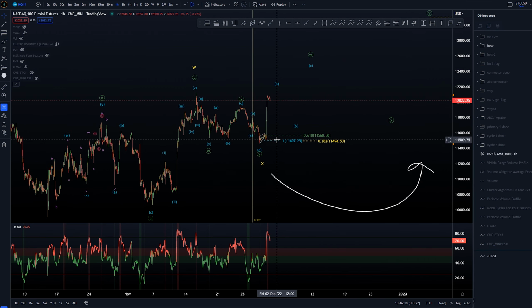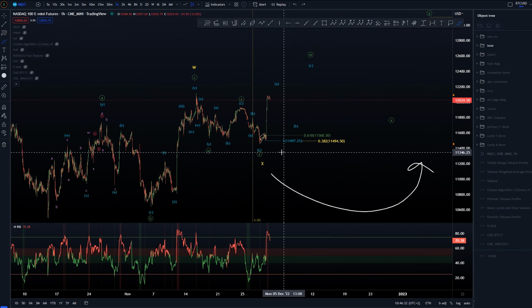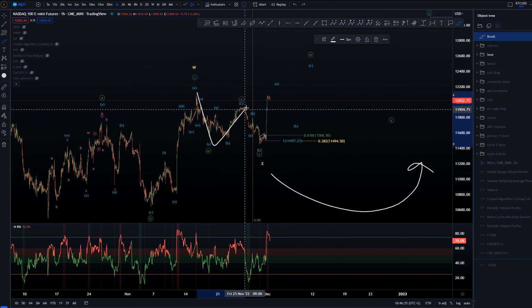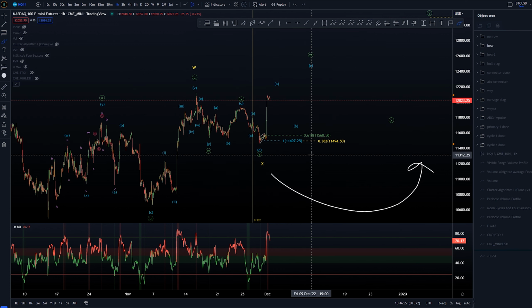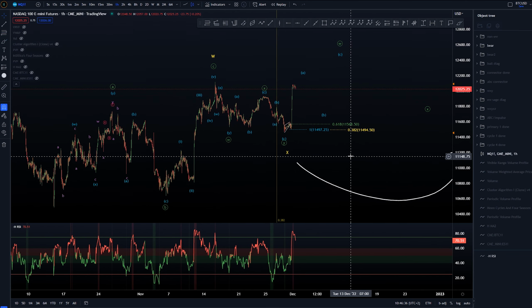However, in any case, it does get to the 1-to-1 extension target here, and on the WXY we do get to the 0.618, which again I hold as a minimum. So all the targets are met for basically smaller time frames and this higher time frame here as well. So that is all fine.